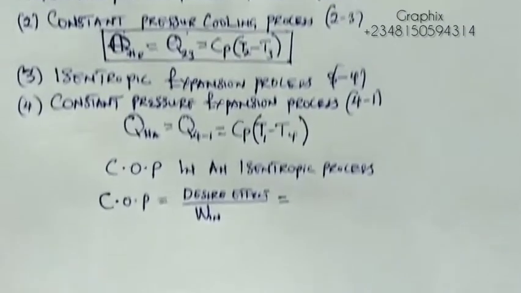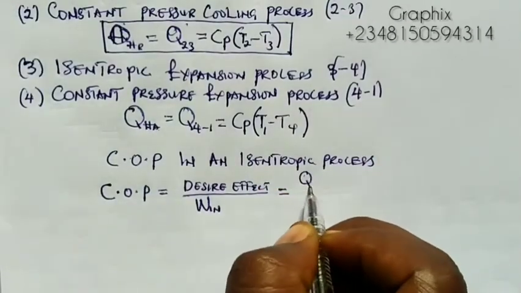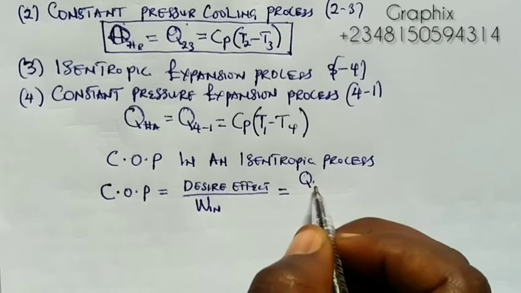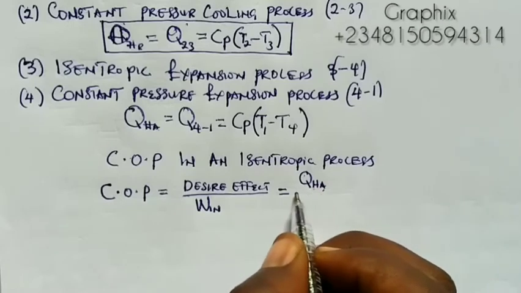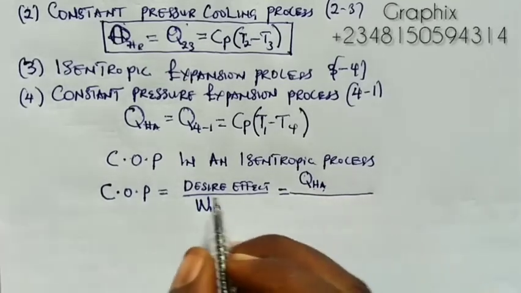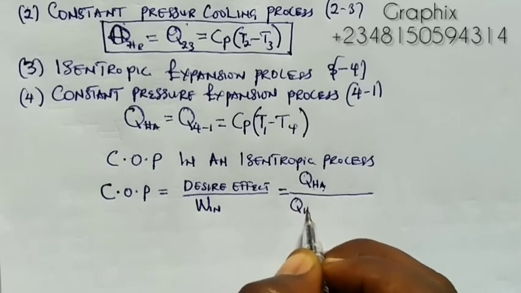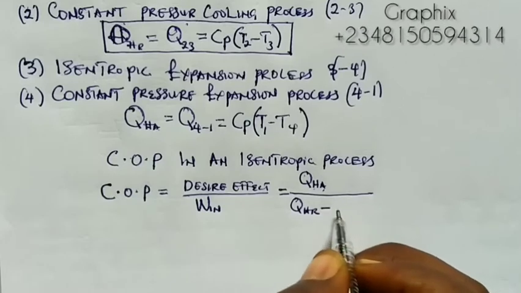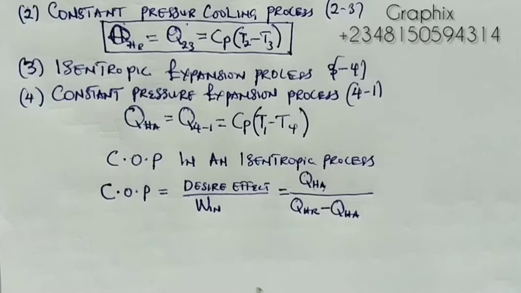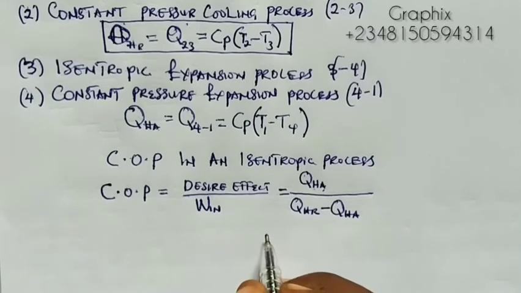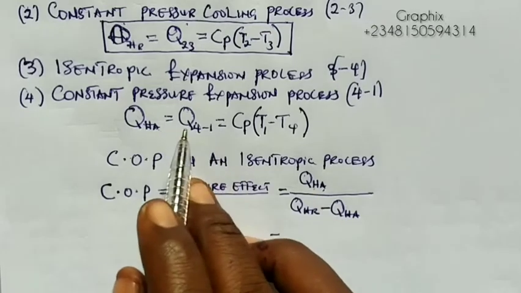So we'll come here, our desired effect at the refrigerator is equal to QHA. And in the refrigerator, I put QHA because heat is absorbed in the refrigerator all over. The work in is always the heat rejected, QHR, minus the heat absorbed, QHA. So from this aspect, we'll move further.